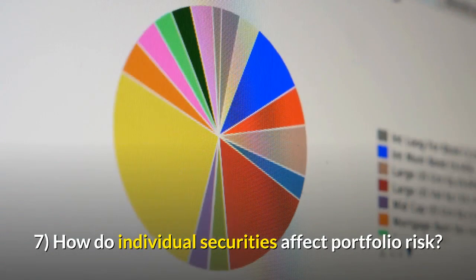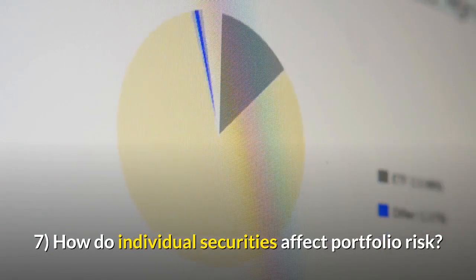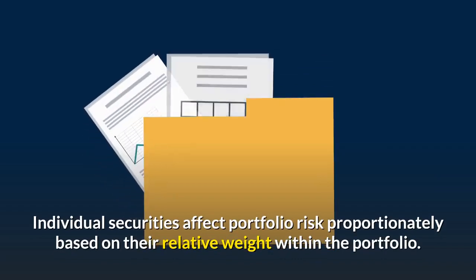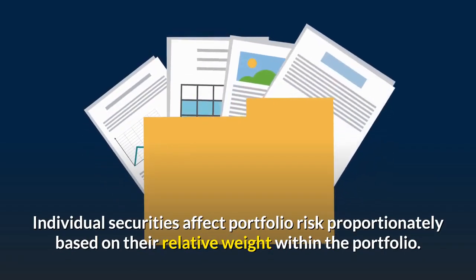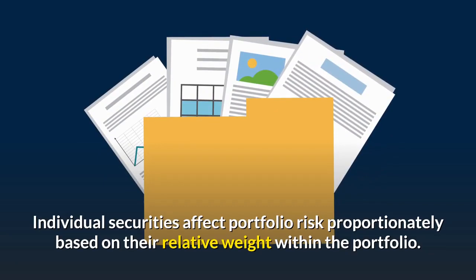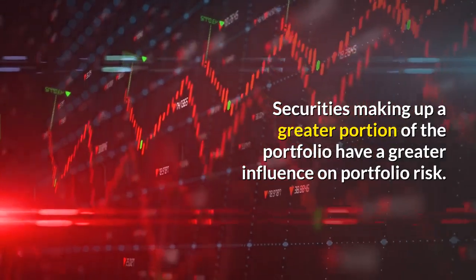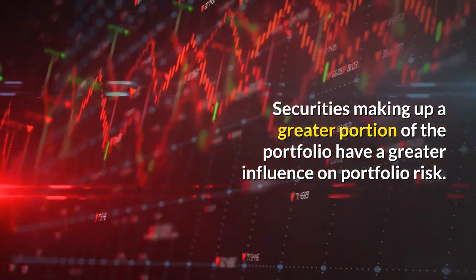7. How do individual securities affect portfolio risk? Individual securities affect portfolio risk proportionately based on their relative weight within the portfolio. Securities making up a greater portion of the portfolio have a greater influence on portfolio risk.